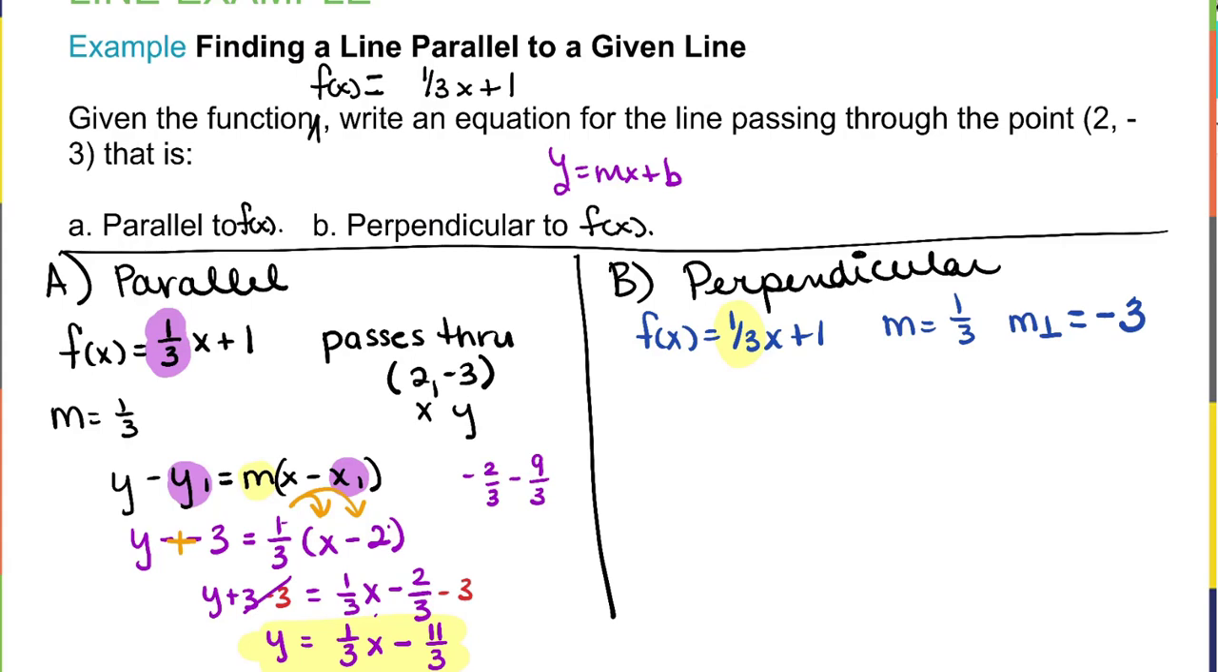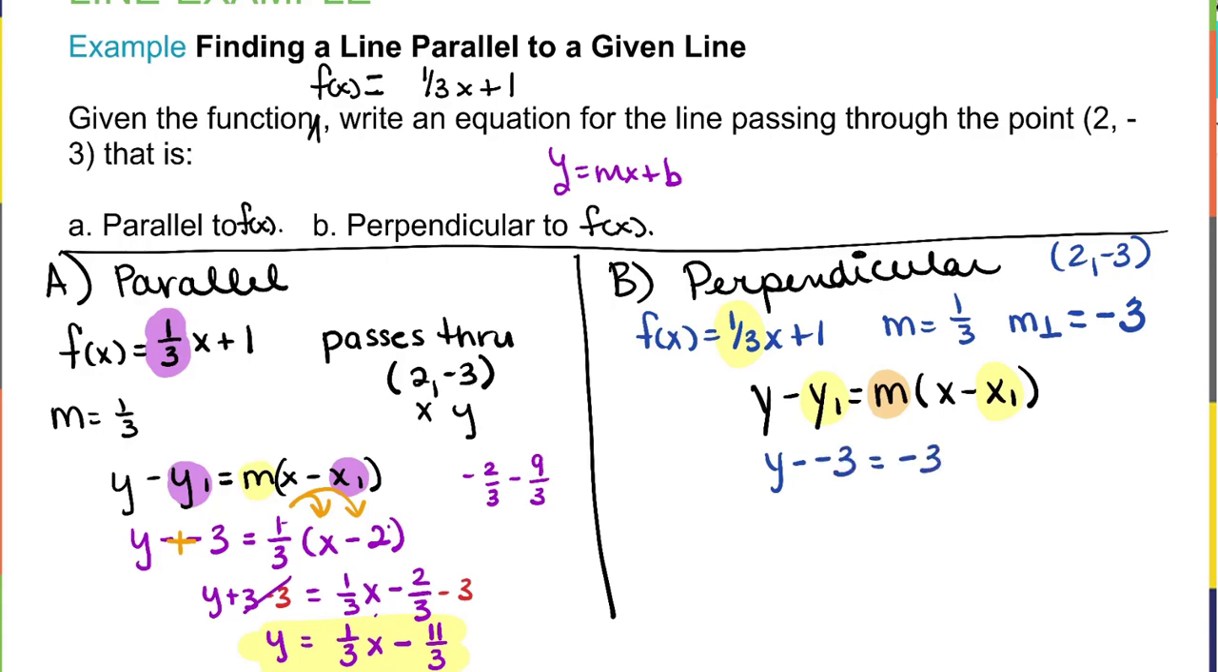So I'm going to use point slope again because, again, I like it. I think it's just easier to deal with. That way you don't have to worry about plugging numbers in at the very end when you find b. So I'm going to do the same thing. I'm going to plug in my x1 and y1, and then I'm going to plug in my new slope. So I have y minus y1, the point was (2, -3), so y1 is negative 3. M this time is negative 3.